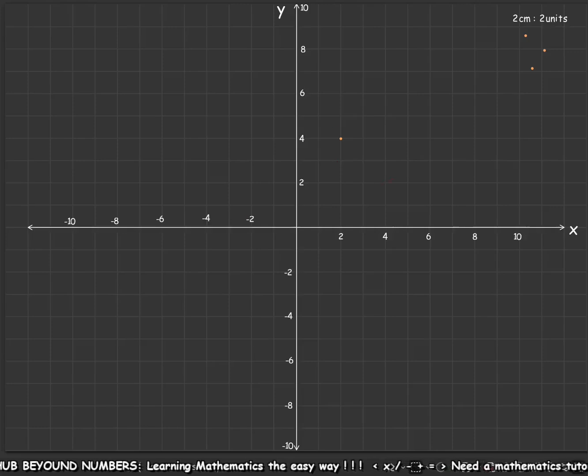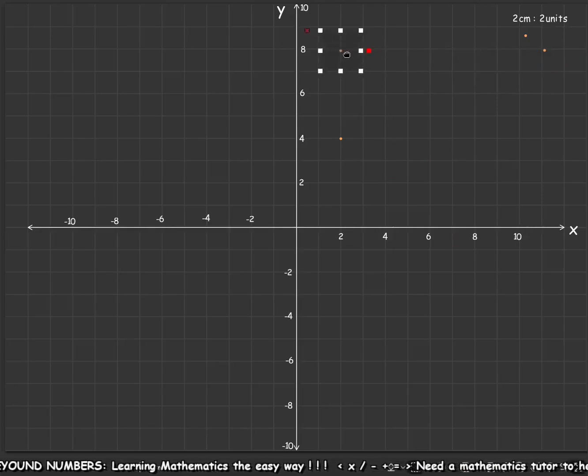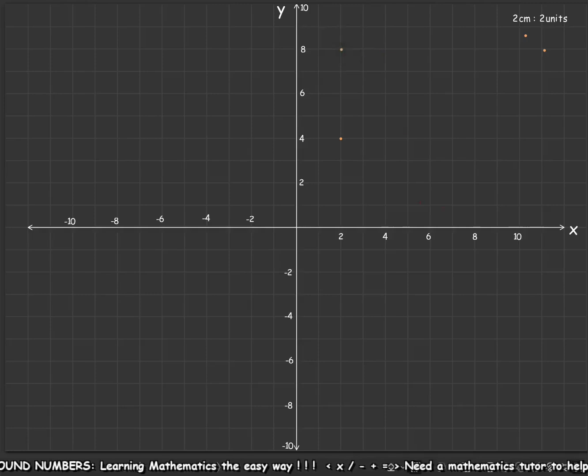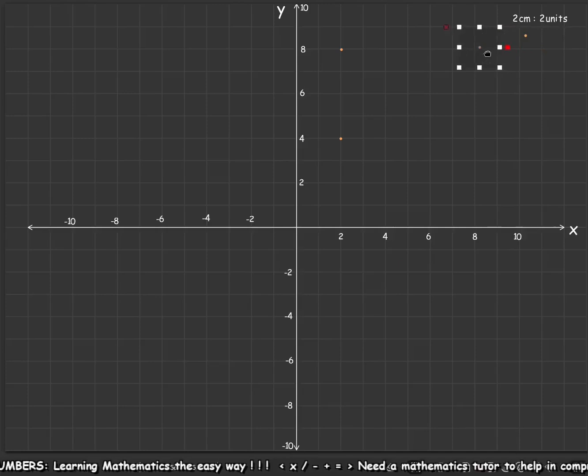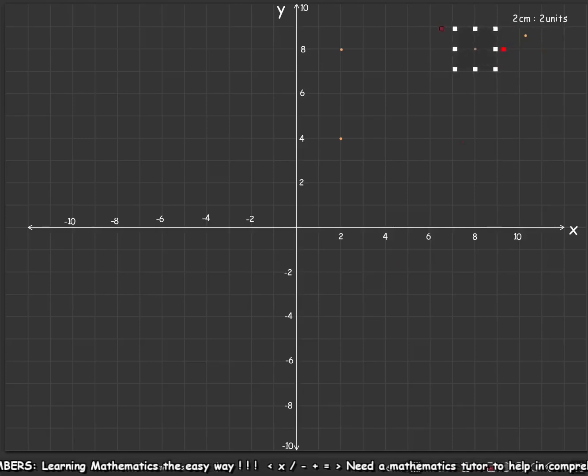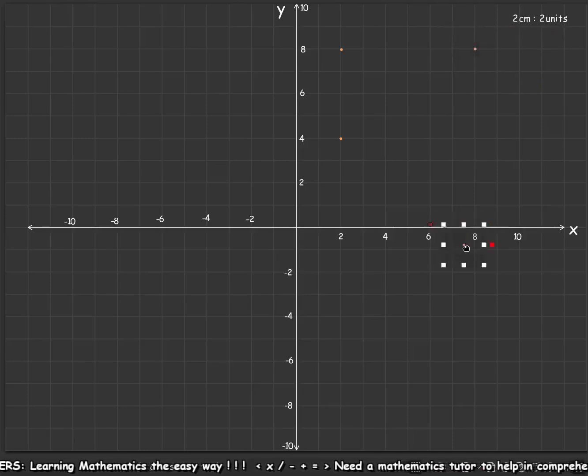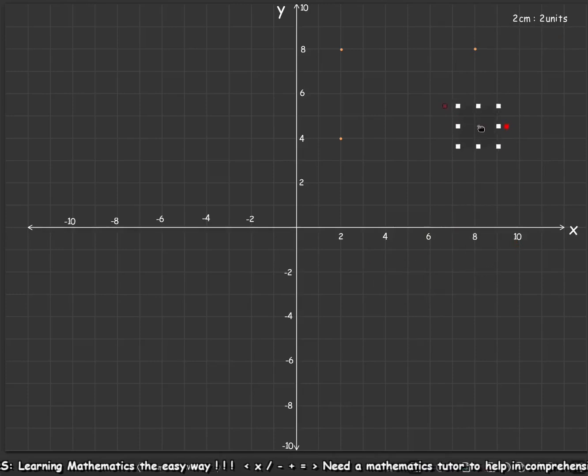Then B was (2, 8). So we come to 2 and then move up to 8. I have that also over here. And then C was (8, 8). On the x-axis we look for 8, and on the y-axis we look for 8 as well. So this is it here. And finally, the last point is D (8, 4), and that is it over here.